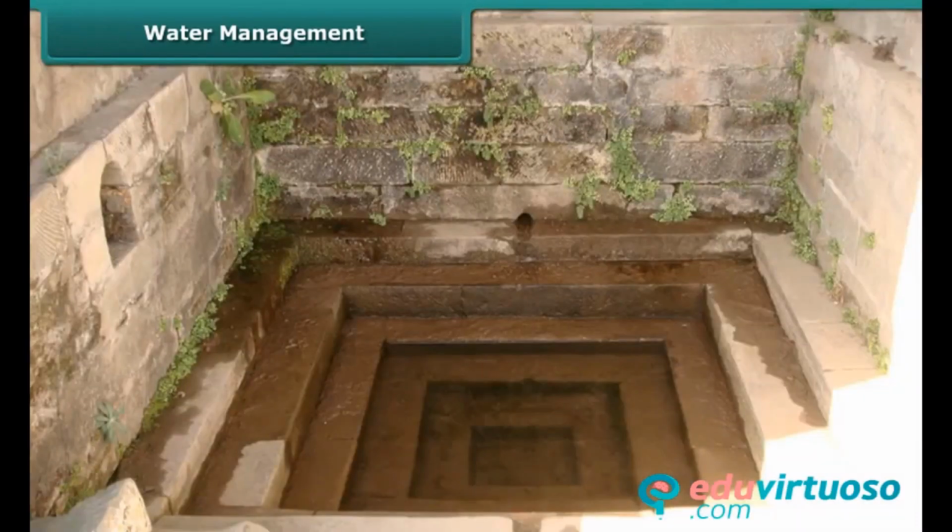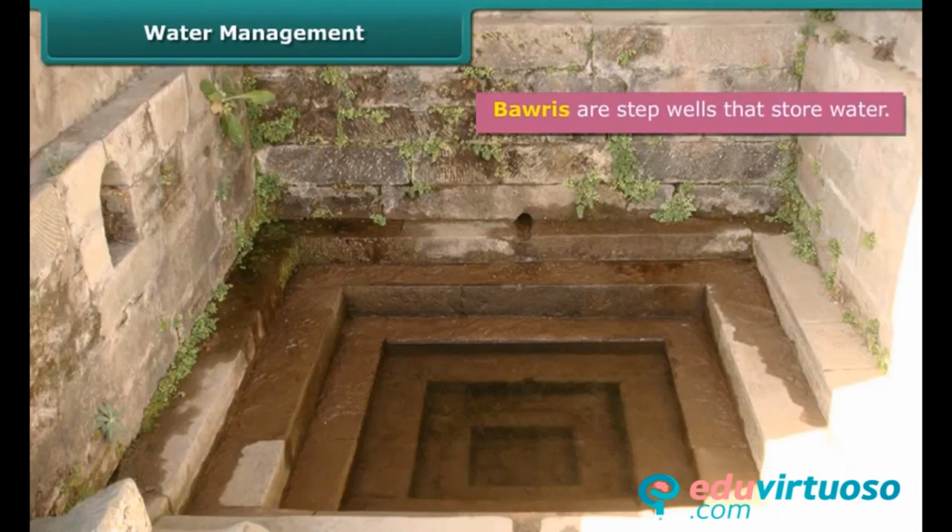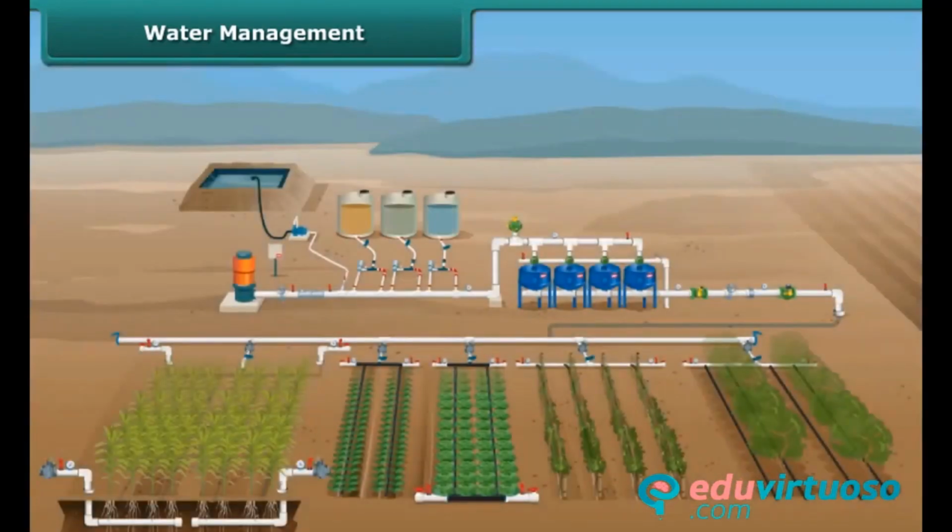Bawri, the traditional way of collecting water, can be revived. Bawris are step wells that store water. The stored water can be reached by descending a few steps. Bawris can also be multi-storied. A farmer can use the drip irrigation system to water his fields and conserve water.